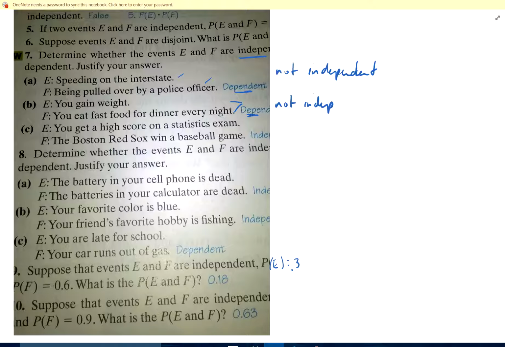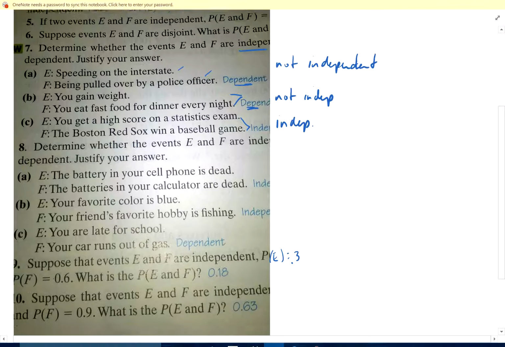You get a high score on a statistics exam and the Boston Red Sox win a baseball game. Yeah, there's probably not an association there, so we'll say those are independent of each other.